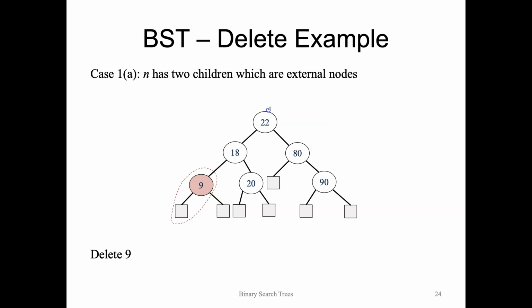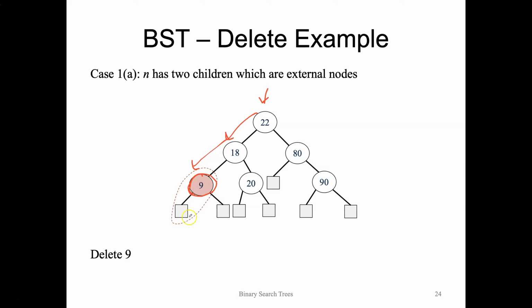First, we have to find 9. So we start at 22, realize it's less than 22, and then work our way down until we find this node. Then we evaluate what kind of children it has. In this case, both of 9's children are leaves. So we can take whichever one of those children is a leaf and the node that we want to remove, and get rid of this entire thing, scrunch this whole node down to just this other external node here.